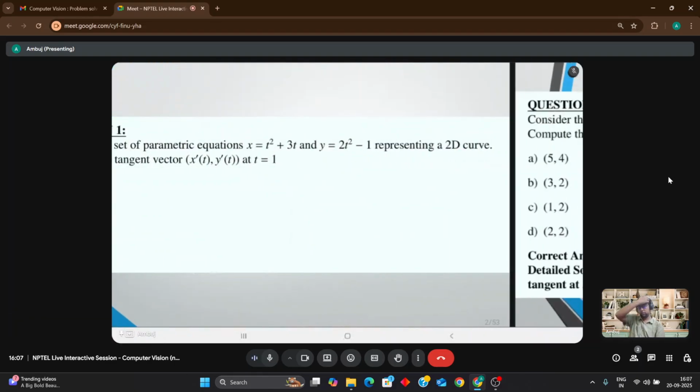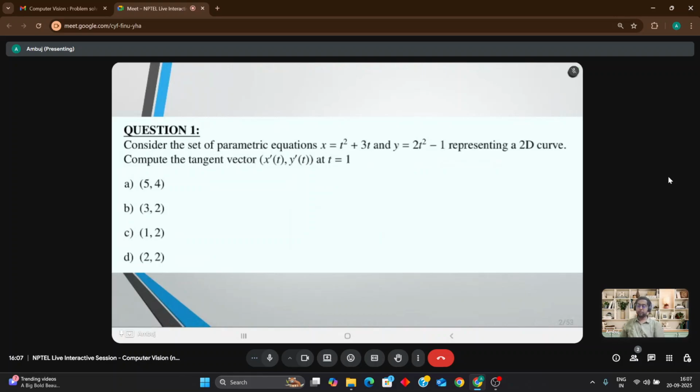The very first question for the present session is this one. Consider the set of parametric equations x equal to t square plus 3t and y equal to 2t square minus 1, representing a 2D curve. Compute the tangent vector x dash t comma y dash t at t equal to 1. Your options are 5 comma 4, 3 comma 2, 1 comma 2 and 2 comma 2.